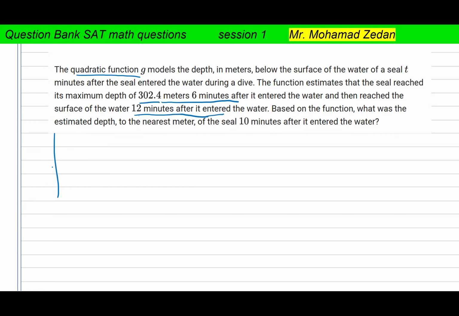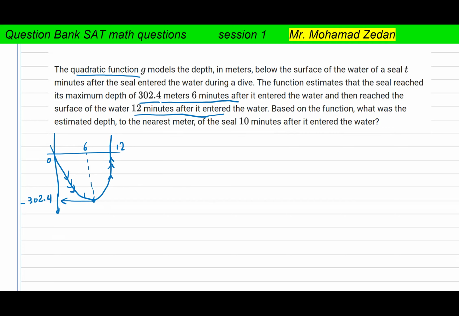The easiest method here, just draw a Cartesian plane like this, and consider that this is the path of the seal diving, and then going up back again. This is at the point 0, it reaches the maximum depth here after 6 minutes. This maximum depth is 302.4. Just make it negative because it's a distance under the water level. And after 12 minutes, it just reached the surface of the water again. Just it dives like this, going down, reaches the minimum point, and then goes up again.